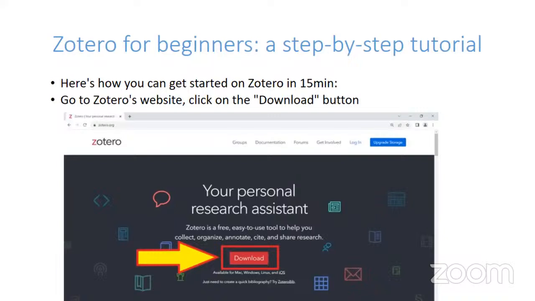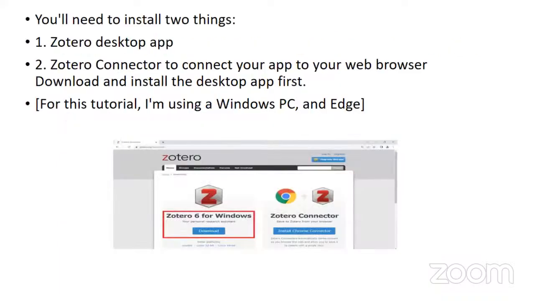If you download Zotero, it will automatically install on your computer. After installation, you will need to install two things. We have the Zotero desktop app, and we have the Zotero connector, which connects your app to your web browser, and then you also install it. For this tutorial, I'll be using Microsoft Edge later on. I'll share my screen, and you will see how I use Zotero.